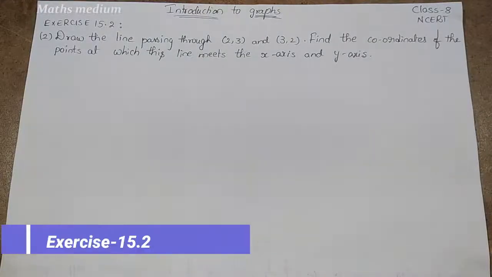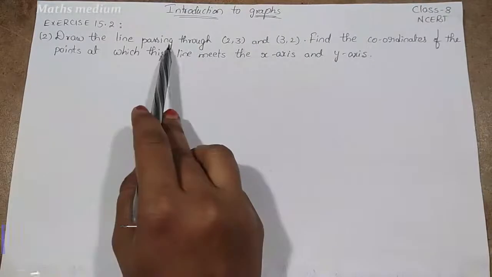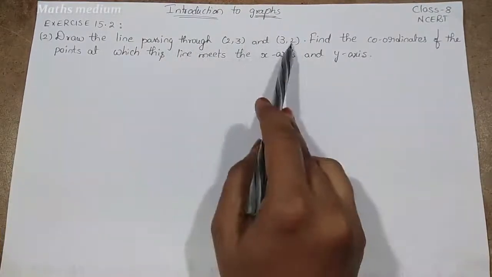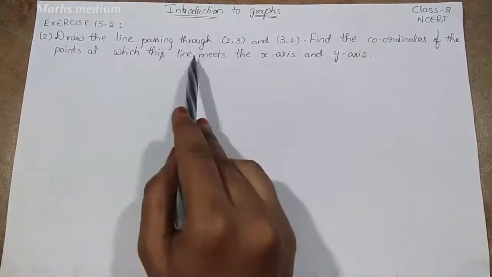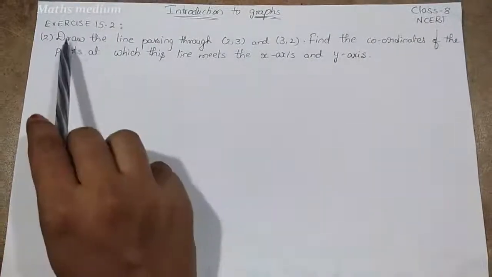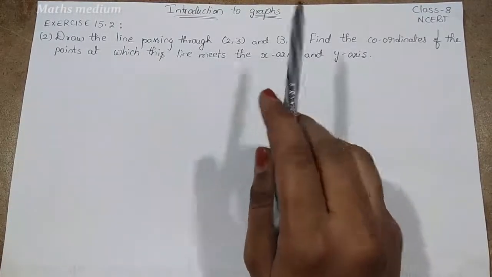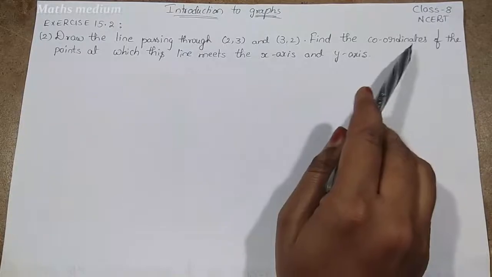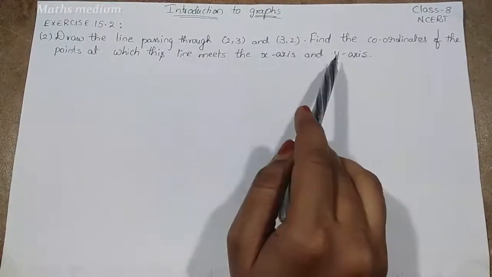Today I came with exercise 15.2 from Introduction to Graphs 8th class NCERT. Question number 2. Draw the line passing through 2, 3 and 3, 2. Find the coordinates of the points at which this line meets the x-axis and y-axis. So we have to draw the line passing through the 2, 3 and 3, 2 points. After that, find the coordinates of the points at which this line meets the x-axis and y-axis.